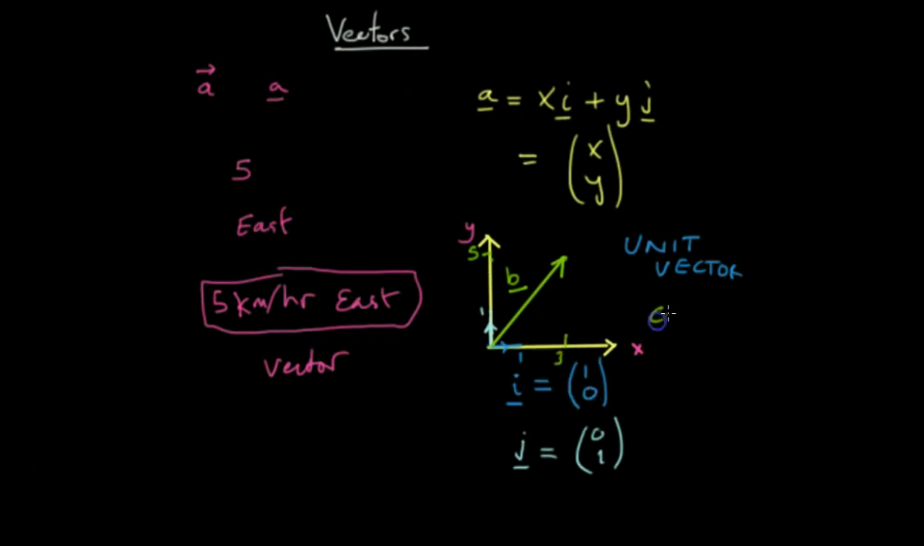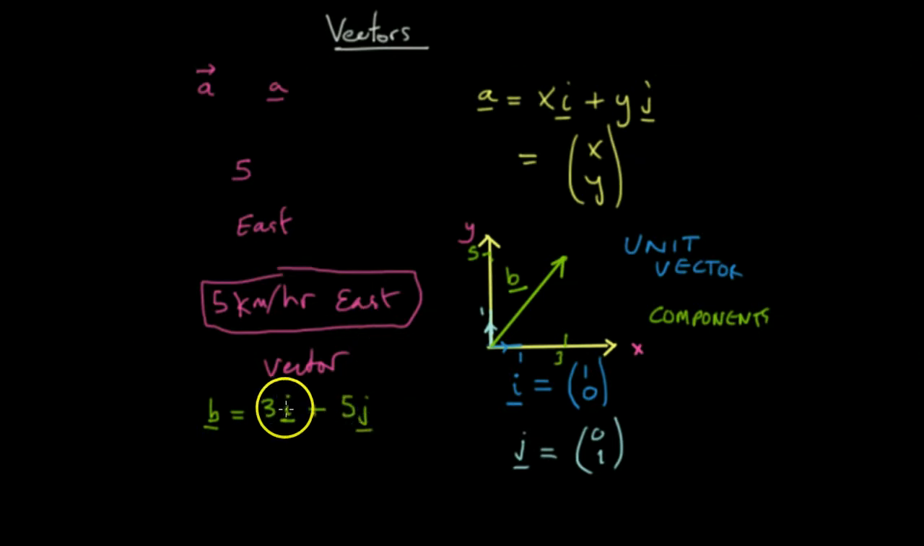Components is the other key word that I want you to get used to. It tells me what the components in the i direction are, and the components in the j direction are. So there's 3 of these guys, 5 of those guys, so I can say that my vector B equals 3 units in the direction of my i vector and 5 units in the direction of my j vector.